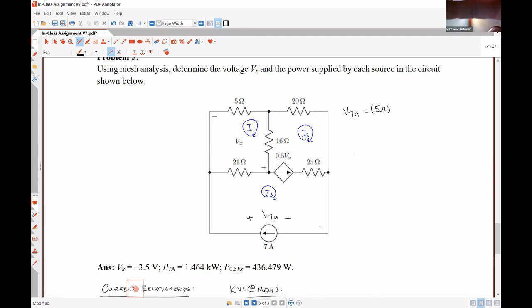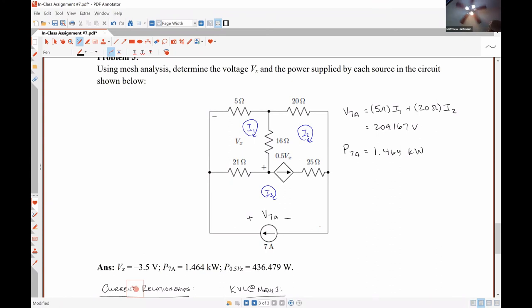So V7 amps is going to be the voltage drop over the 5 ohm resistor. So that's 5 ohms times our current I1 plus the voltage drop over our 20 ohm resistor, which is simply 20 ohms times I2. So 5 I1 plus 20 I2, 209.167 volts. So the power absorbed by our 7 amp source is simply that multiplied by 7. 1,464 watts or 1.464 kW.